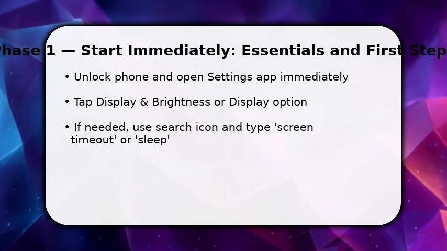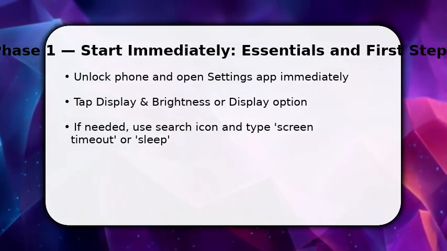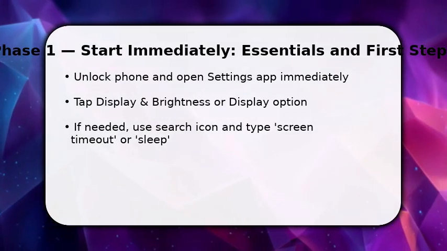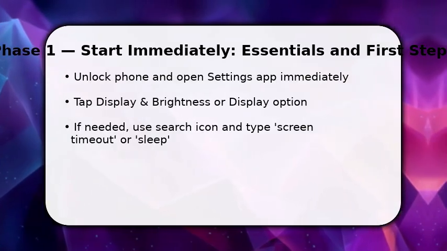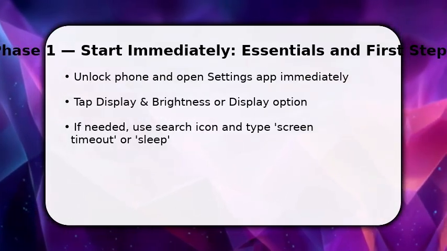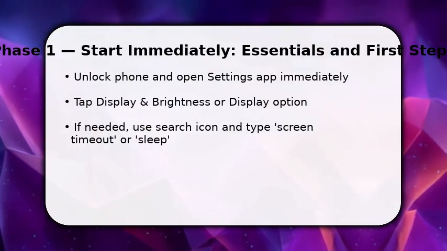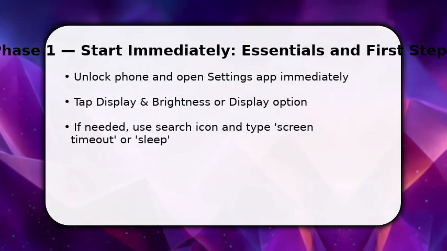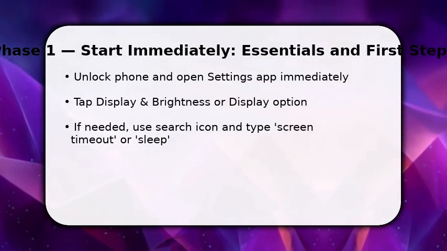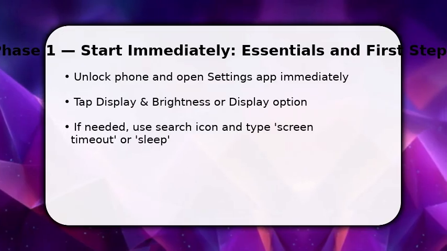Enjoy the video. You're starting in Settings because that's where Timeout lives. First, unlock your Huawei, open Settings, then tap Display or Display and Brightness. That's the control hub. If you don't see it, use the Settings search bar and type Screen Timeout or Sleep to jump straight there. Once found, pause. You're ready to change the actual timeout value.